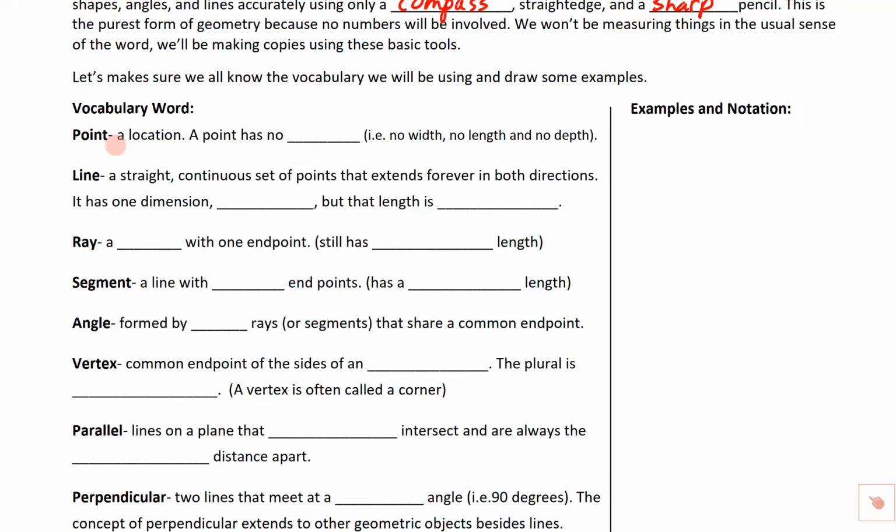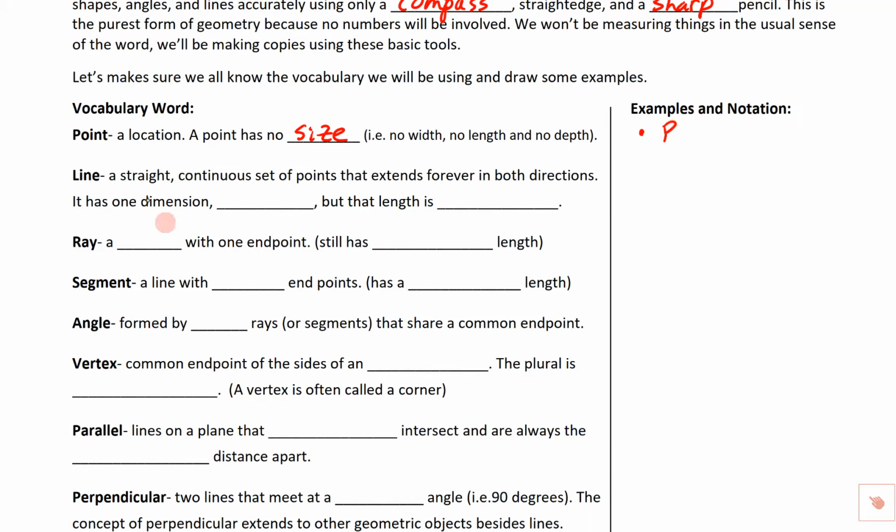So the first thing is a point. A point is simply a location. A point has no size. It doesn't have any dimensions to it. It has no width, length, or depth. So when we do something like this, we would have maybe a point right here, and we usually label it, so like we'll call that one point P.